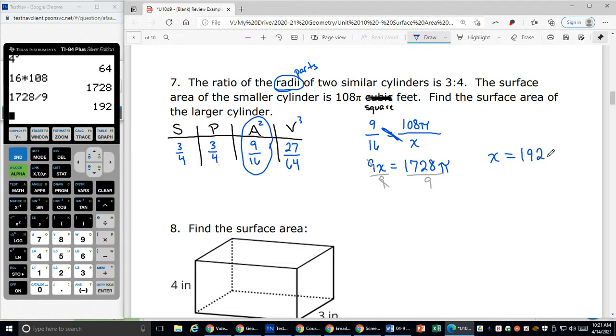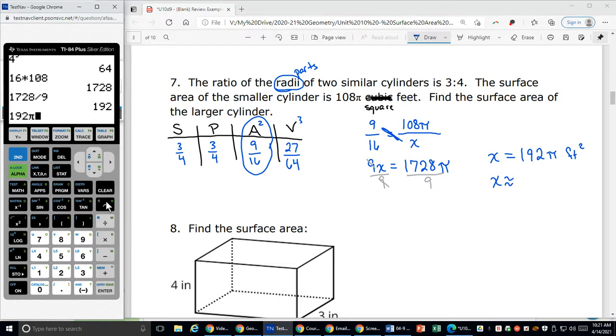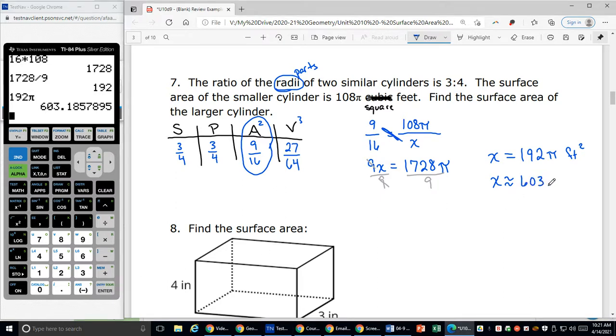And since I didn't put the pi in my calculator, it is still part of the problem. So this is my surface area. We are in square feet because we're area. The approximate answer, if I take that 192 and multiply it by pi, I get 603.186 when I round correctly. Square feet.